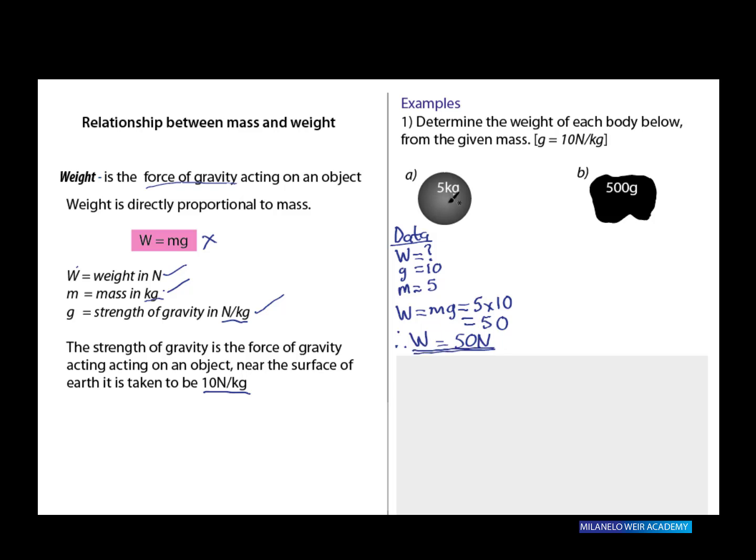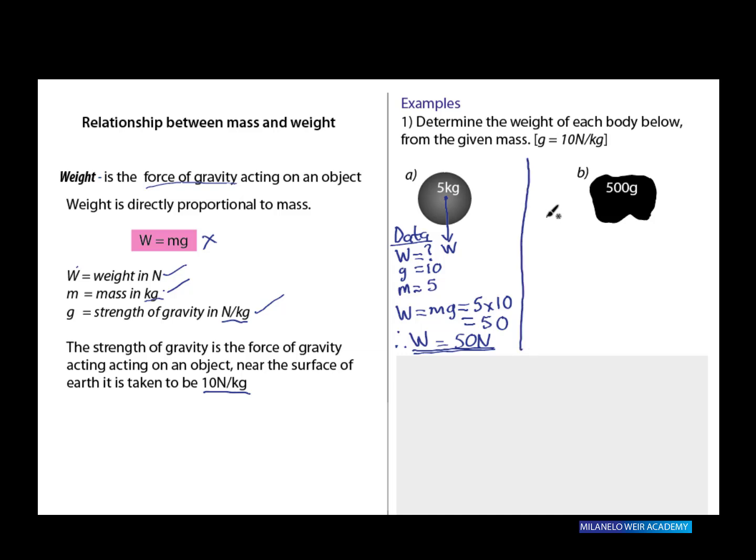So weight acts vertically downwards from the center of mass. We shall look at center of mass shortly. So the weight acts from the center of mass, or center of gravity, right? So that's the weight, which is 50 newtons. So let's look at B.